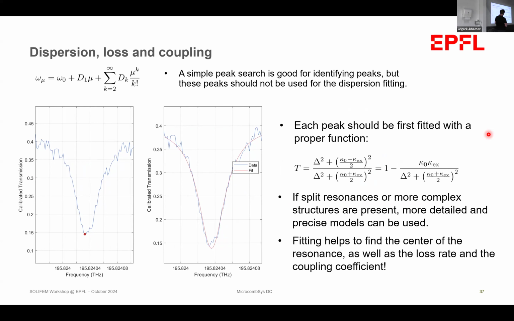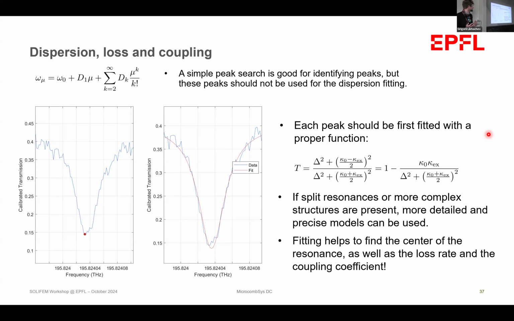And basically, this is just the simplest model. It's just a Lorentzian peak. As you can see here, it includes kappa naught and kappa x, which are respectively the cavity losses and the coupling rate. And there is a small trick. As you can see in this equation, kappa naught and kappa x can be swapped, and the equation doesn't change. So are you familiar with undercoupled resonances or overcoupled, right?